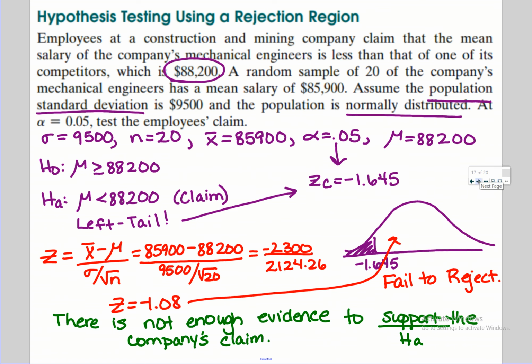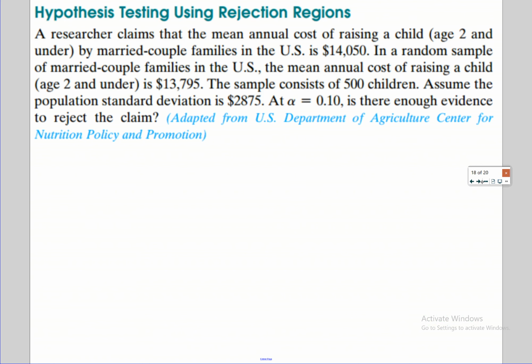All right. Let's try another one. A researcher claims that the mean annual cost of raising a child, age 2 and under, by married couple families in the U.S. is $14,050. In a random sample of married couple families in the U.S., the mean annual cost of raising a child, age 2 and under, was $13,795. Sample consists of 500 children.